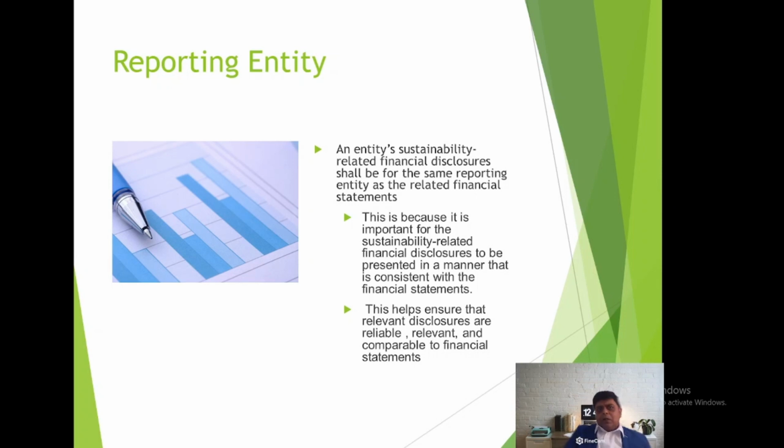So, in simple words, we can say that this definition or concept sets the boundaries of what should be included as part of the reporting entity, and what entity's financial and sustainability information needs to be disclosed. What does it achieve? It basically helps in achieving consistency in how the financial information is presented. Likewise, the sustainability information is presented. So information is relevant, reliable, and comparable.